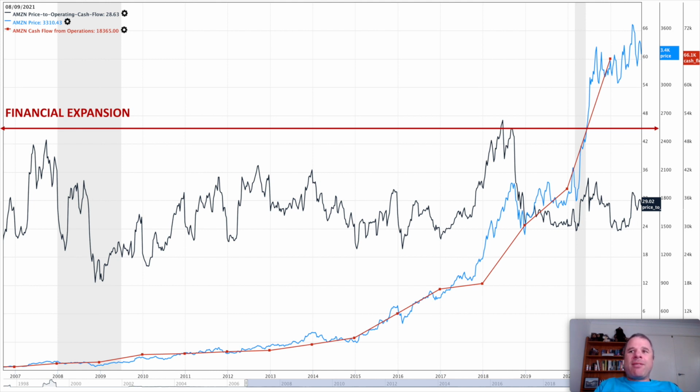And from 2007 to now, the price to operating cash flow has just gone sideways. It hasn't really changed. You do see little bits of ups and downs in it. But if you go back to 2007, it was between about 24 and 30. And right now it's 29. And the reason why the share price has been increasing is because the cash flow continually increases. In fact, there's almost a perfect correlation between the share price increases and the cash flow from operation increasing. You just see that red line and the blue line go up at almost the same rate.